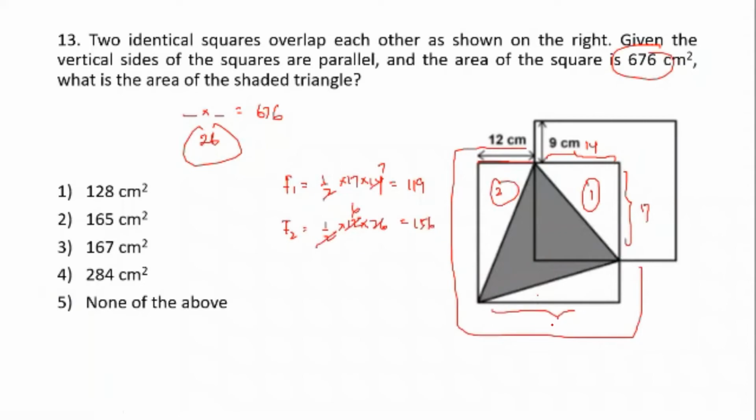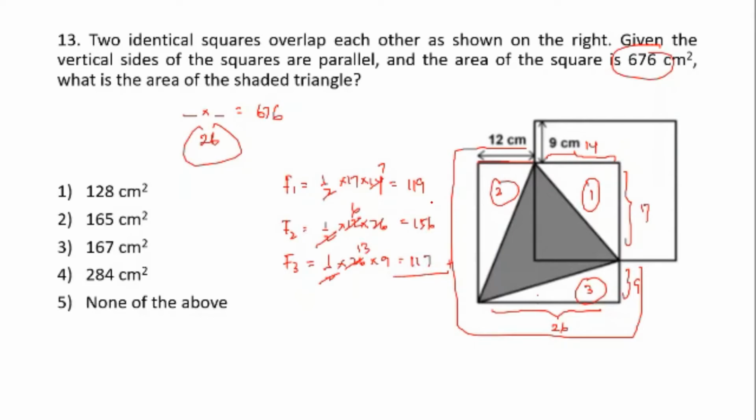And then what about this? This is 26 and 9. So I'll name that figure 3. Figure 3 is equal to half times 26 times 9. This is 13. So 13 times 9 is equal to 117.